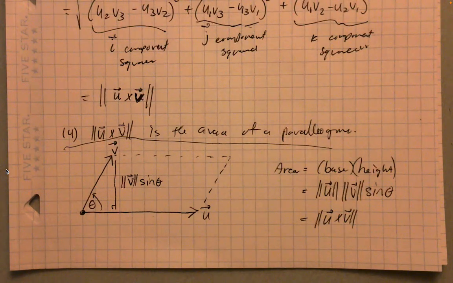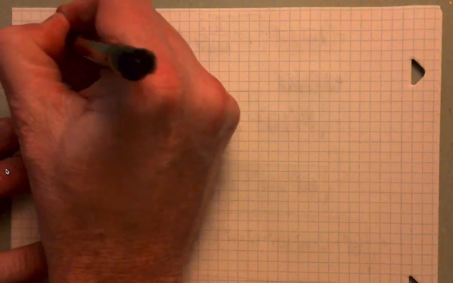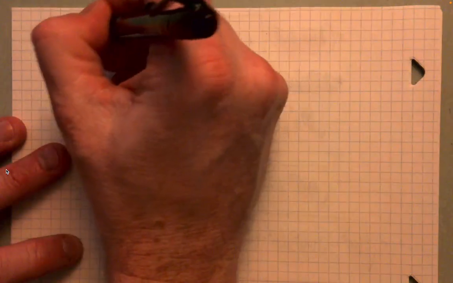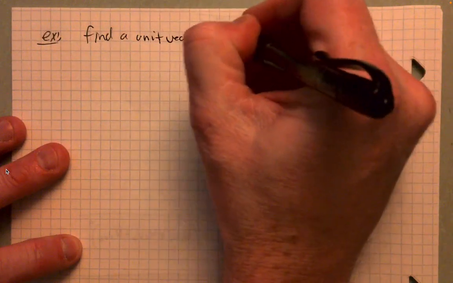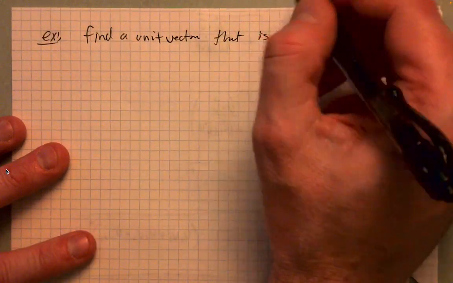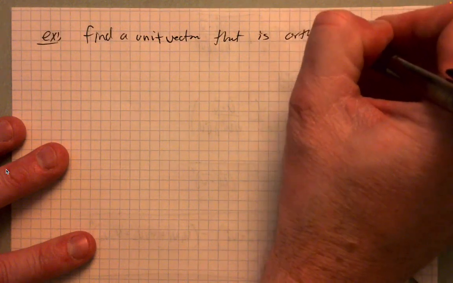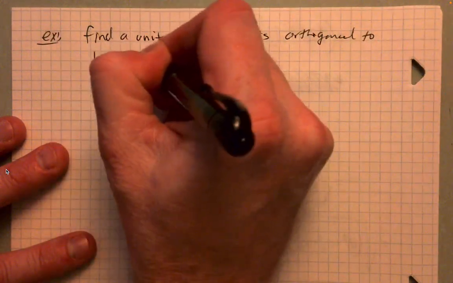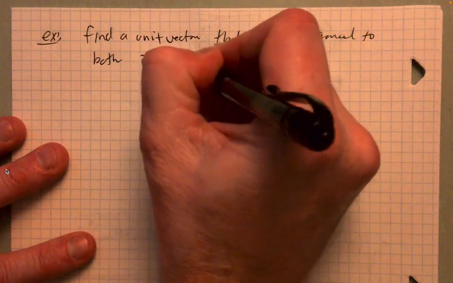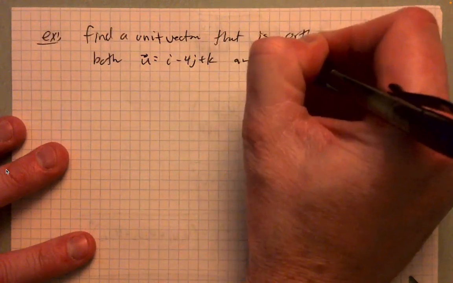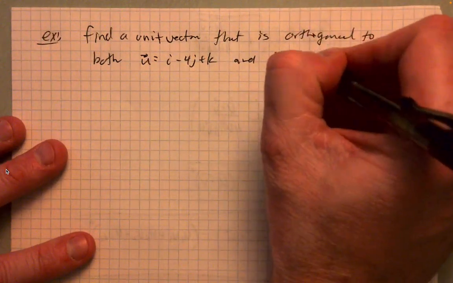All right, very good. Excellent. Let's do an example or two. Okay, so let's start. Let's find a unit vector that is orthogonal to both u equals i minus 4j plus k and v equals 2i plus 3j.